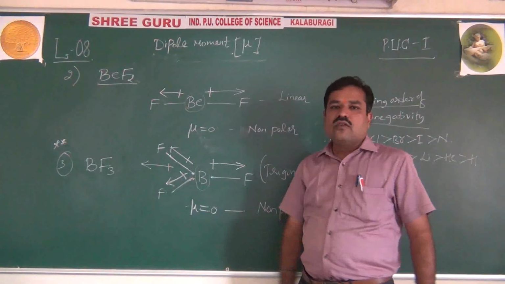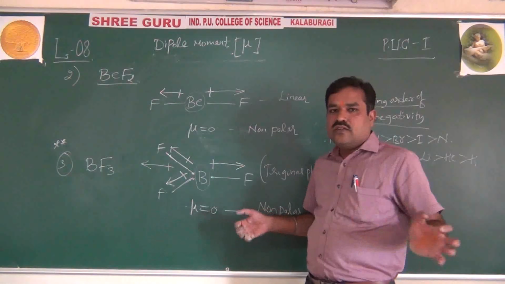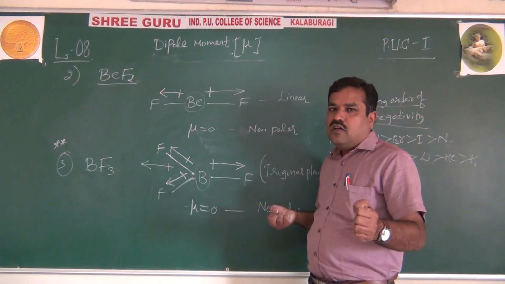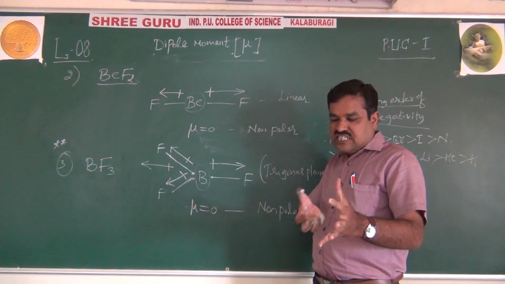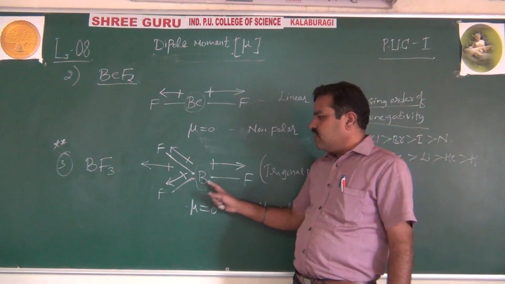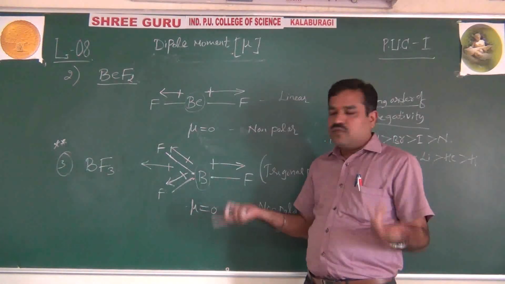On the boron, electron density is low because it is giving away all its electrons. What is electronegativity? The capacity of an atom to attract the bonded pair of electrons towards itself. Electrons को अपनी तरफ खींचना, pulling effect बोलते हैं इसको, pulling effect. Okay, fluorine is having more pulling effect than boron. Remember, boron will lose, fluorine will gain.